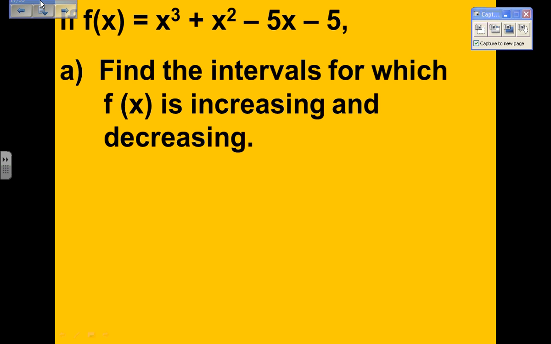There you go. Find the intervals for which f of x is increasing and decreasing. Here's your equation. X cubed plus x squared minus 5x minus 5.